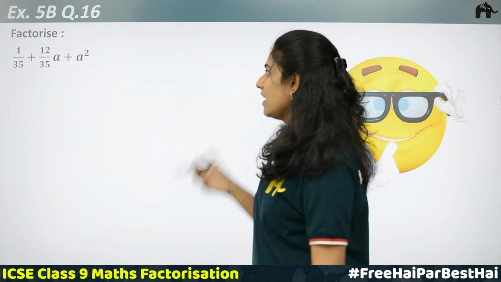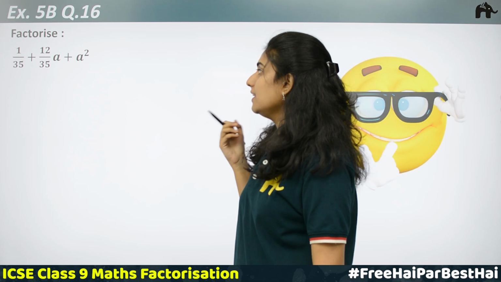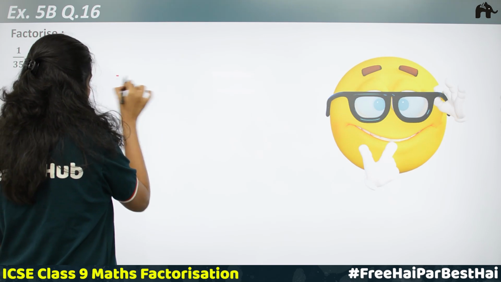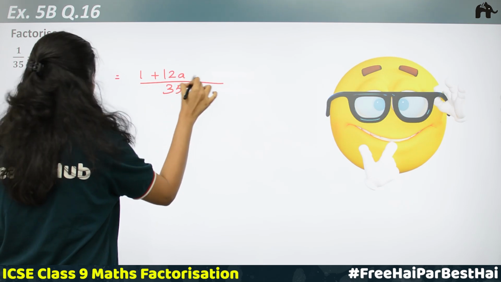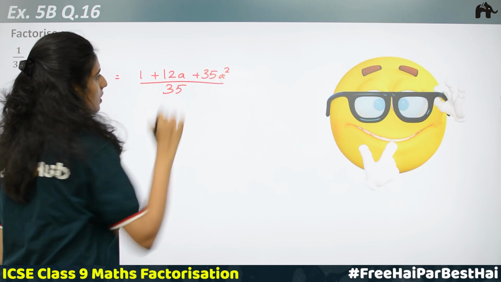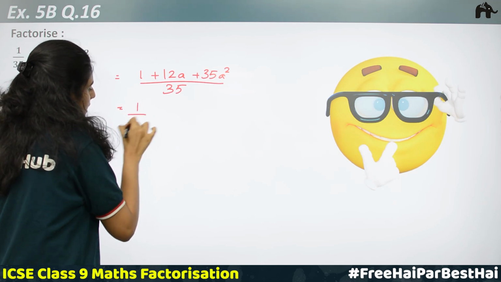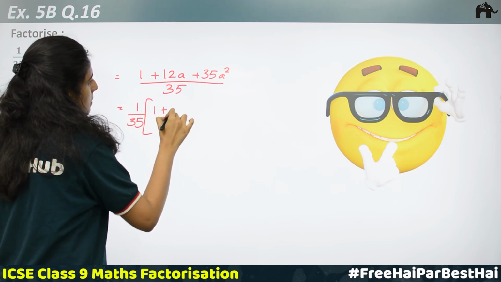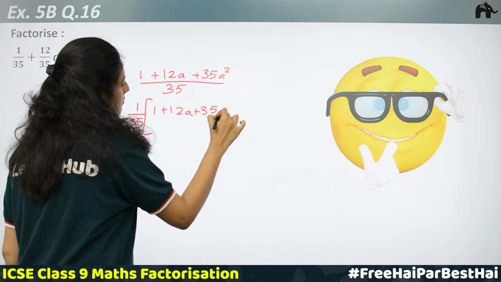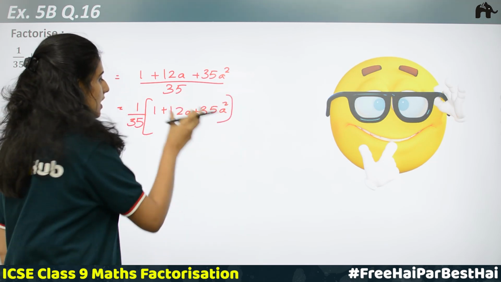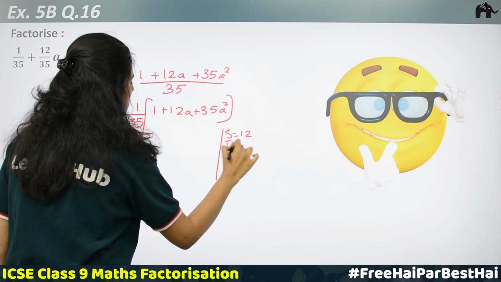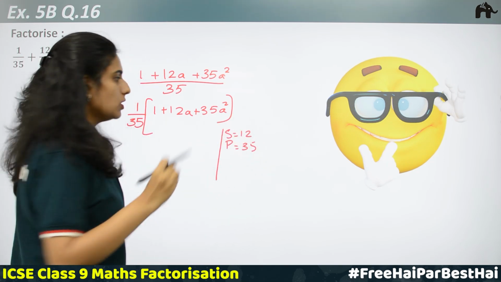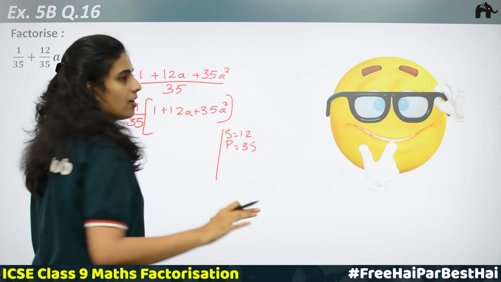Question 16 of exercise 5b, factorize 1 by 35 plus 12 by 35a plus a square. So, here first we are going to take the LCM. LCM is 35. So, denominator we get 35. Numerator 1 plus 12a plus 35a square. Okay. Now, 1 by 35 is taken out. We have 1 plus 12a plus 35a square. Okay. Now, here we are going to split the middle term. In this case, sum should be 12 and product should be 35. Sum and product both are positive. Therefore, the numbers are also positive.